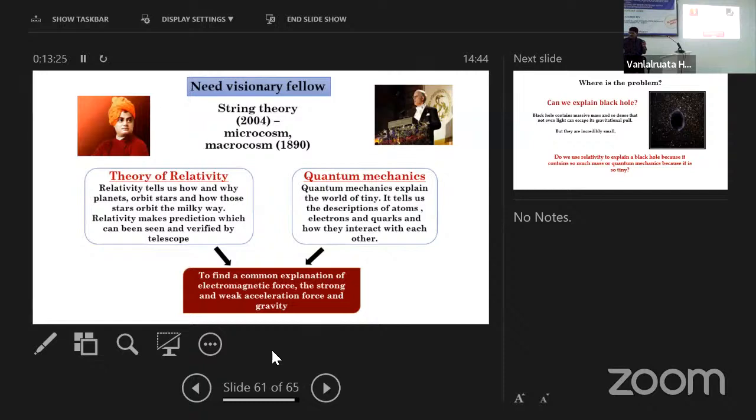Relativity tells how and why planets and stars orbit in the Milky Way, and relativity makes predictions which can be seen and verified by our telescopes. On the other hand, quantum mechanics explains the world of the small. It gives the description of atoms, electrons, quarks, and how they interact with each other. So these are the big three. And string theory tries to have a common explanation between the theory of relativity and quantum mechanics. So can you explain a black hole?